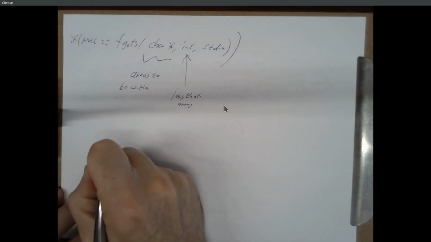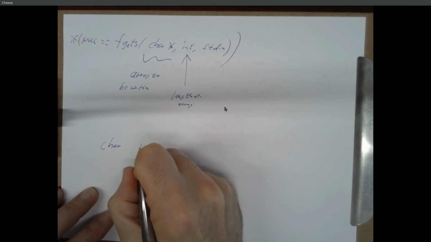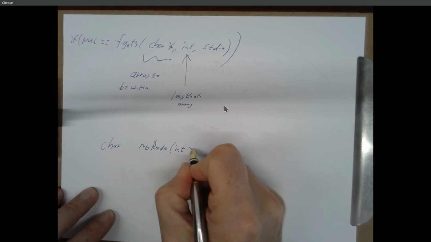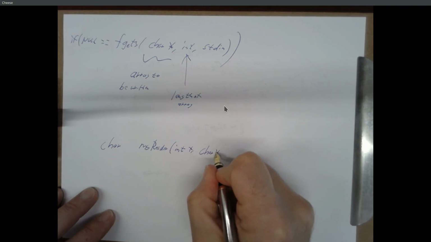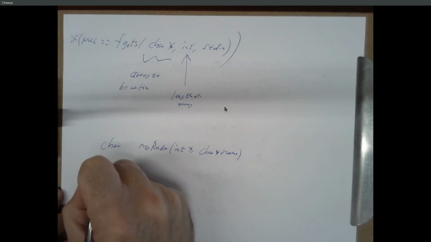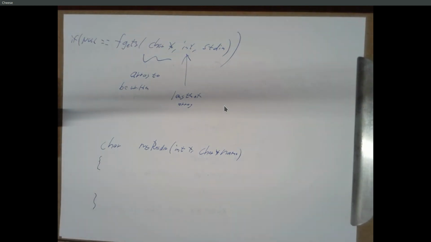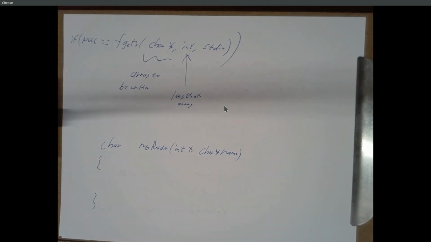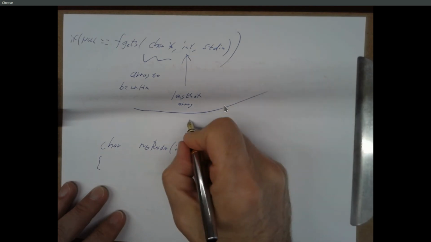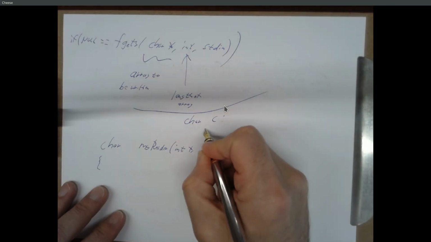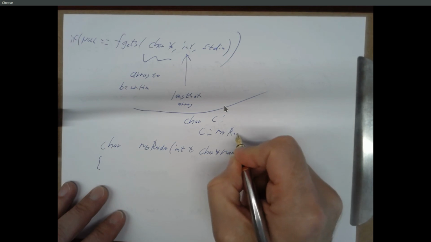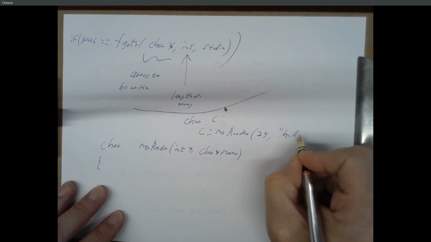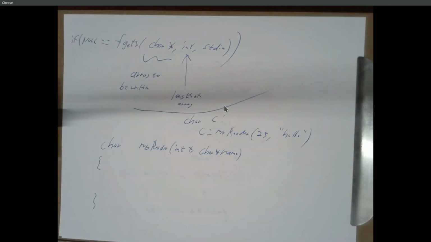So something like, character myReader, integer x, comma, char name. So this is a function called myReader. It expects an integer and a character array, and it returns a character. And in my main program, I could say character c, c equals myReader, and I could pass it an integer, and I could pass it a character array like hello, or something that I got from fgets or whatever.